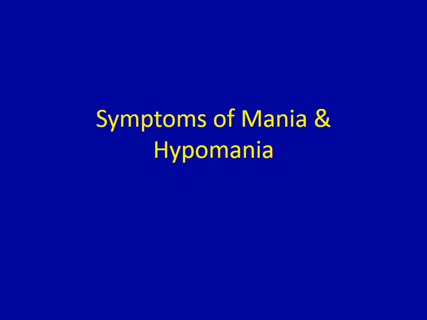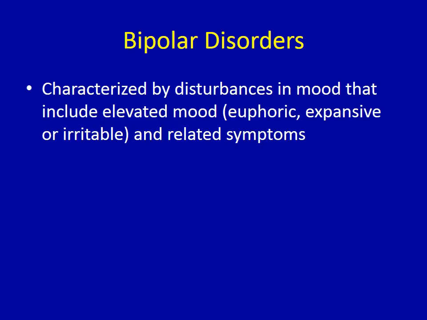The goal of this video lecture is to review the symptoms of mania and hypomania and the diagnostic criteria for the two mood episodes. Bipolar disorders are characterized by disturbances in mood that involve elevated mood. So in contrast to depressive disorders, where we saw mood states that were low relative to a euthymic mood state, in bipolar disorders, which are characterized by episodes of mania or hypomania, mood might be characterized by a euphoric mood state, an expansive mood state, or we might also see an irritable mood state.